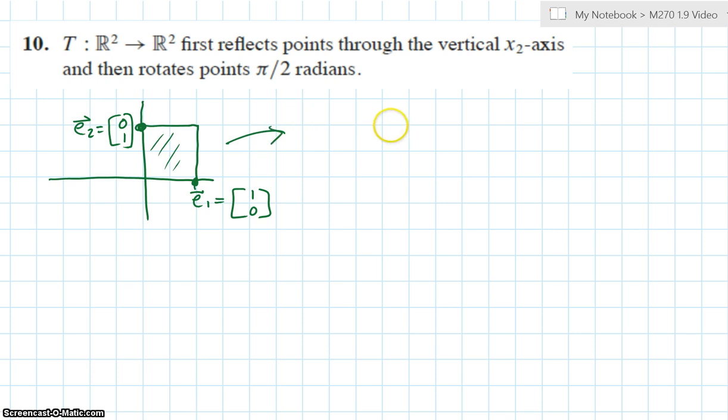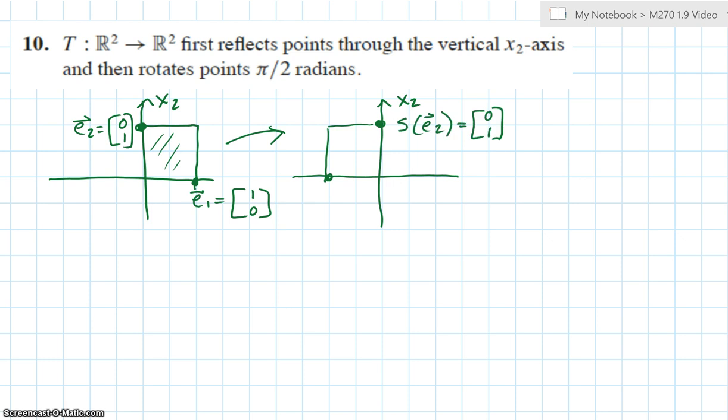And what we're going to do is first reflect it through the x2 axis. So if we did that, E2 would remain the same. So let's call that T. Actually, since it's not our end result, I'm going to call it S of E2. And then this point, I'm going to reflect to over here. We'll call that S of E1. And that's going to be negative 1, 0.